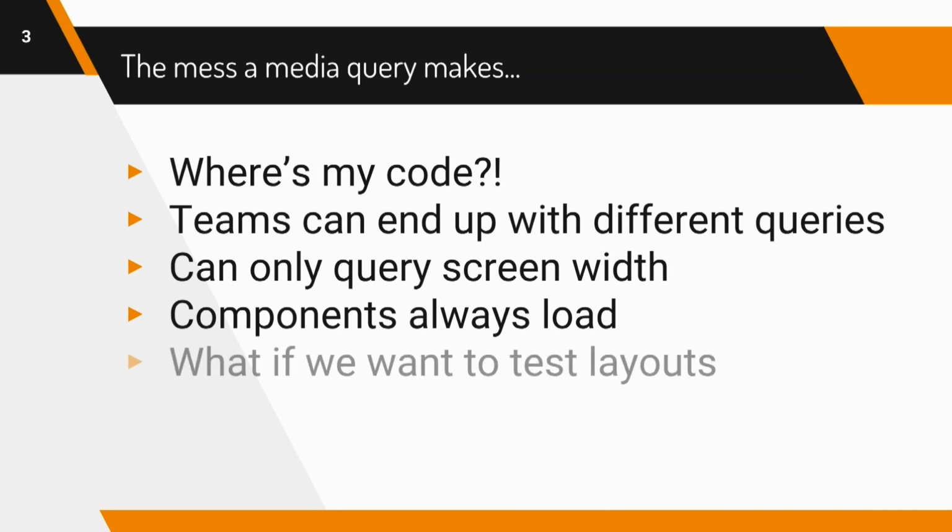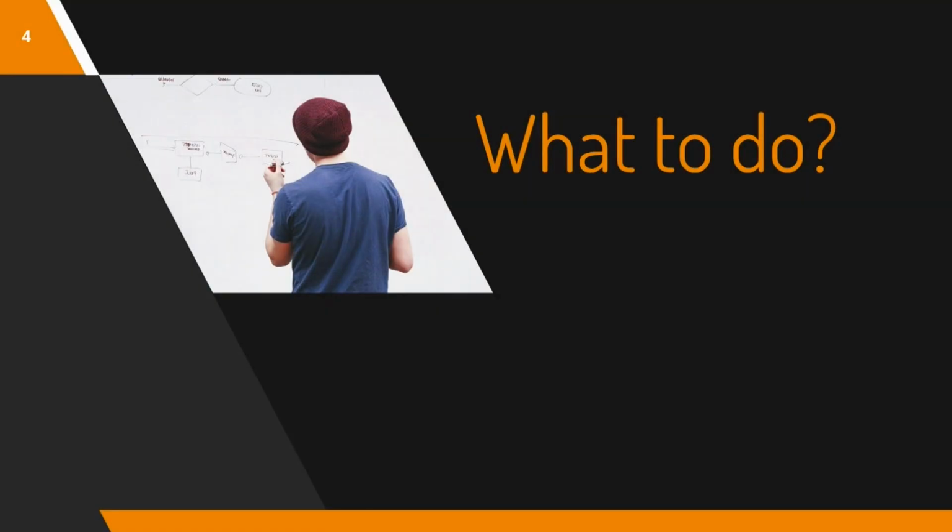And then last thing, what if we want to test something? What if we have kind of a complex layout? We want to know this is showing, this is hiding. Well, you basically need an end-to-end test or something so that you can test this is what my UI looks like at these sizes of screen. And that's a pretty big hassle. So what do you do?